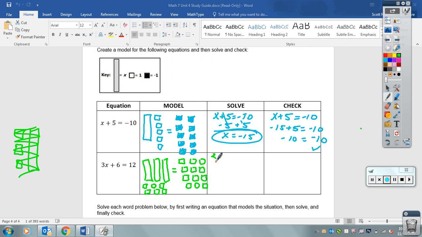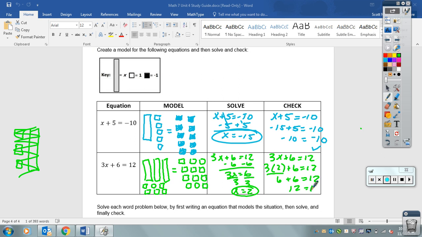Let's solve. 3x plus 6 equals 12. Minus 6 minus 6. 3x equals 6. Divided by 3, divided by 3. X equals 2. Let's check this. 3x plus 6 equals 12. Everything stays the same, except instead of x I put 2. Notice that I use parentheses. 3 times 2 is 6 plus 6 equals 12, and 12 equals 12. Check mark.